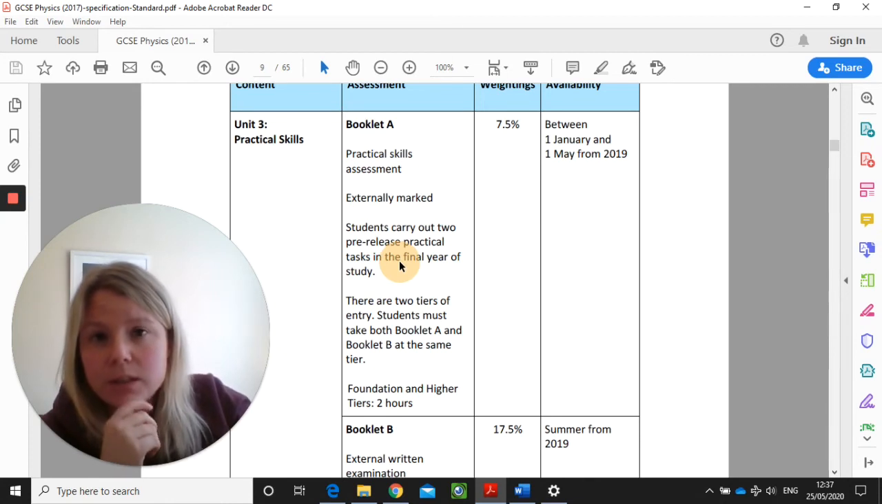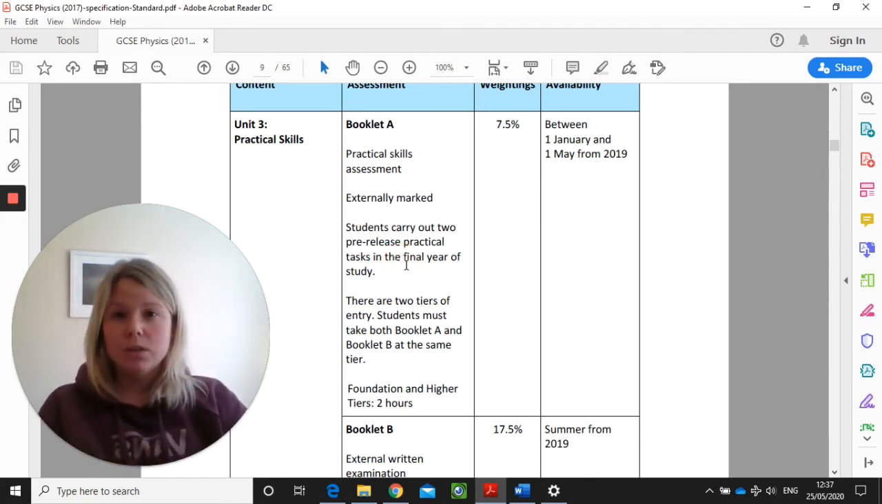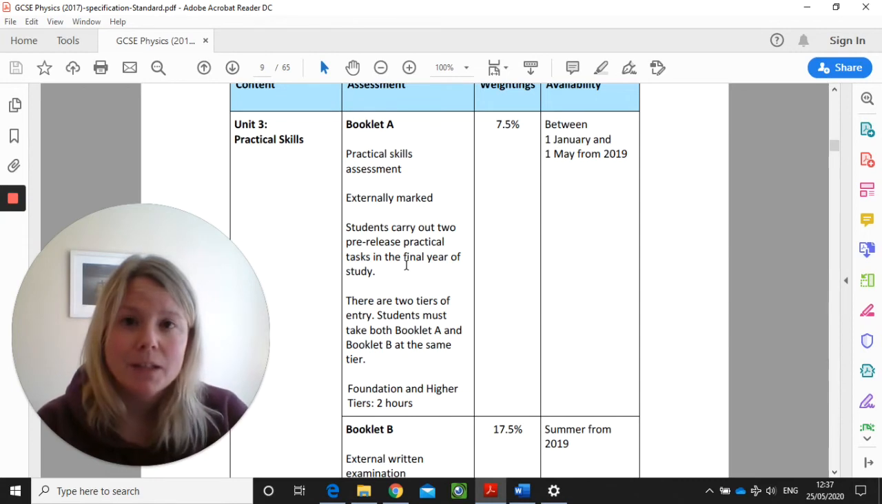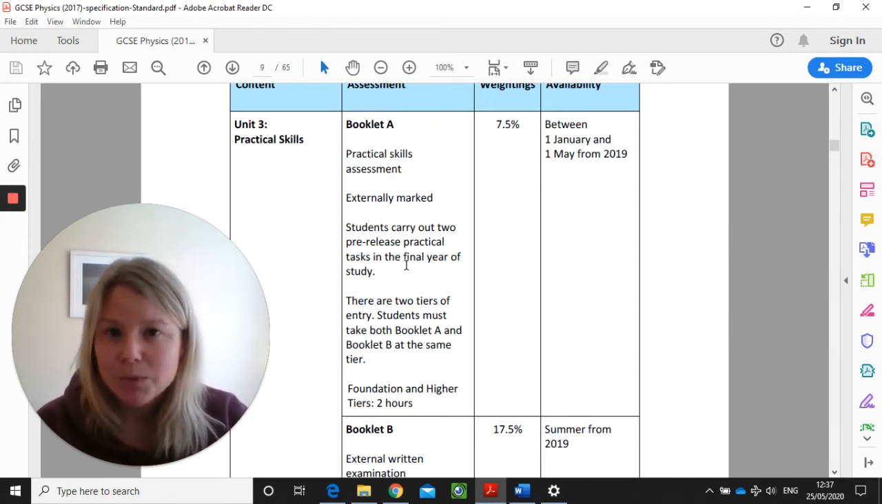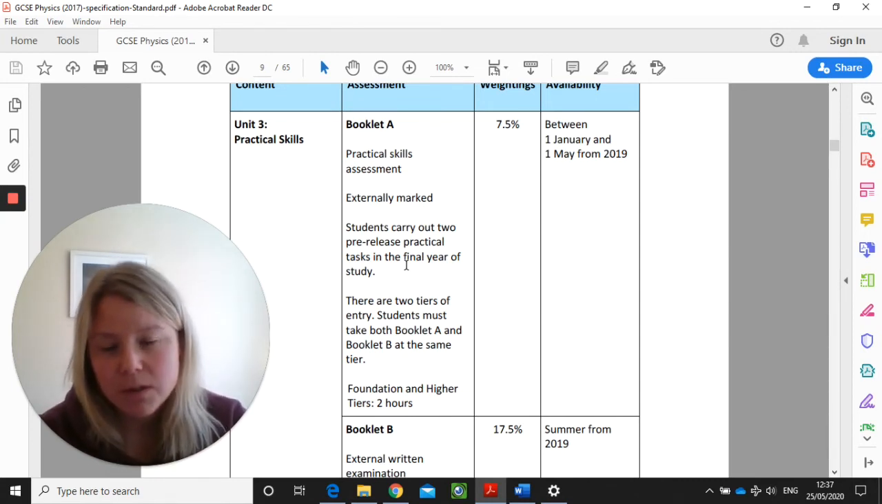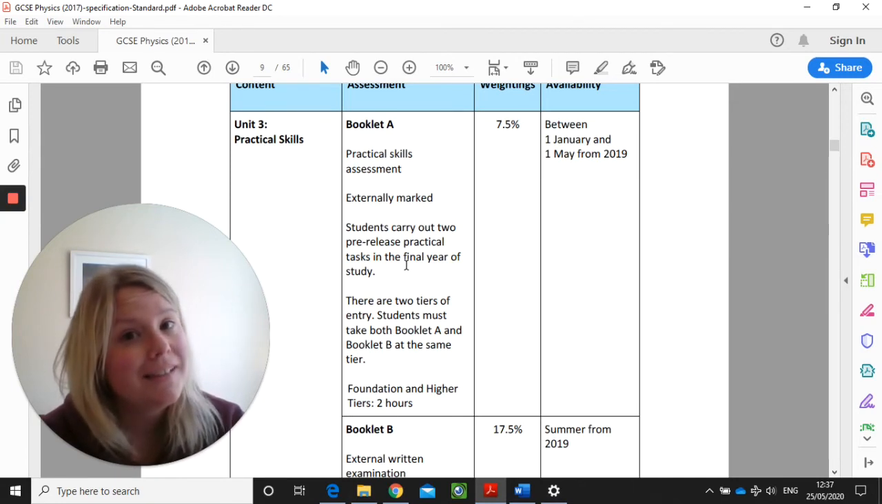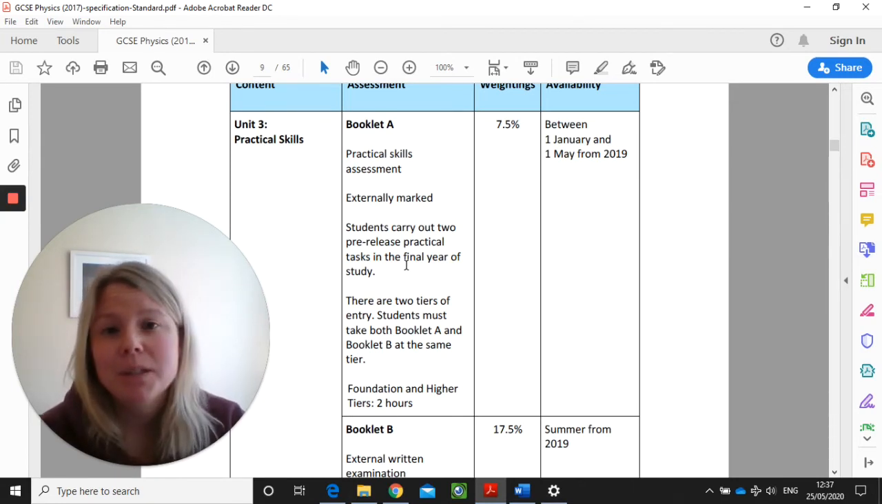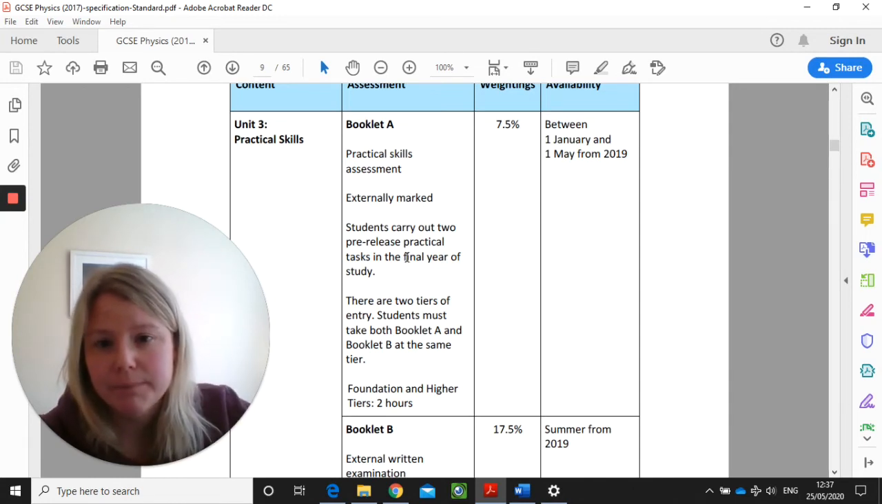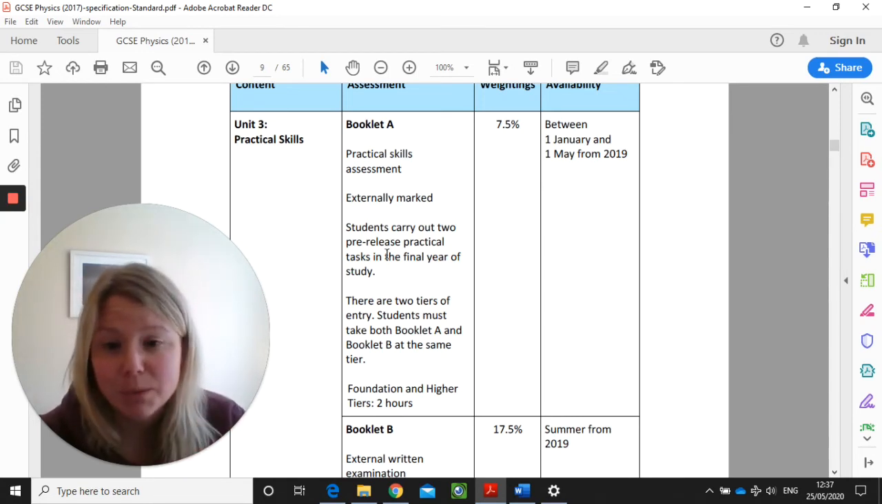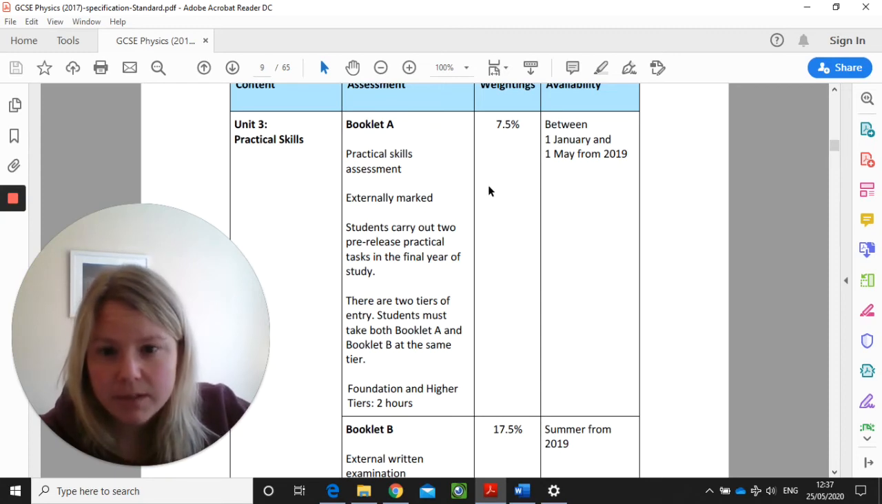Now, those 2 practicals are based on what are called prescribed practicals that SIA, the exam board, tell us we have to do with you throughout the year. So they're always based around those 9 practicals which you will have done. They're not necessarily exactly the same as them, but they are based on them. Okay, and the final year of study, so that's in Year 12, and generally we do them between January and April time. So that's only worth 7.5%.